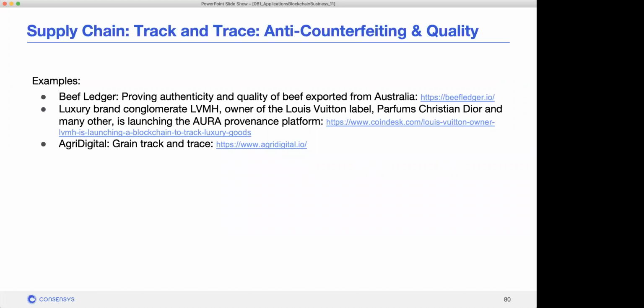And so there are multiple examples of this sort of anti-counterfeiting work going on. So there's Beef Ledger, which is a group in Brisbane working between universities, QUT, and others, the Food Agility CRC. You've got LVMH, who do Louis Vuitton and Christian Dior, and they've got their own provenance platform. We've got AgriDigital as well, and they do grain track and trace.